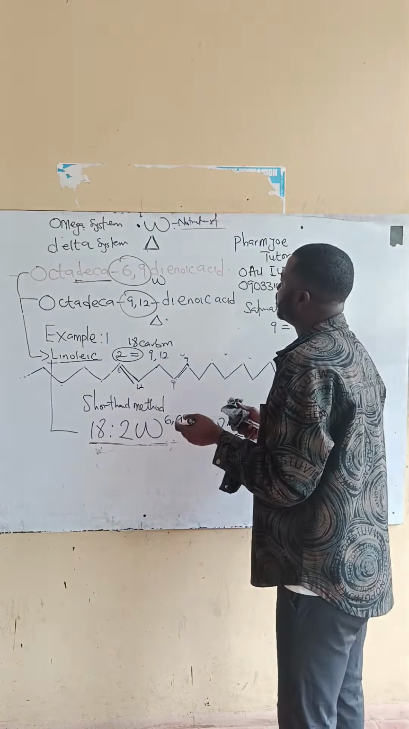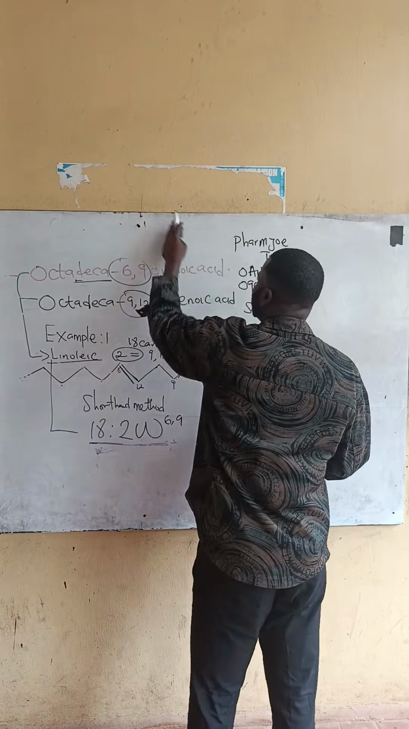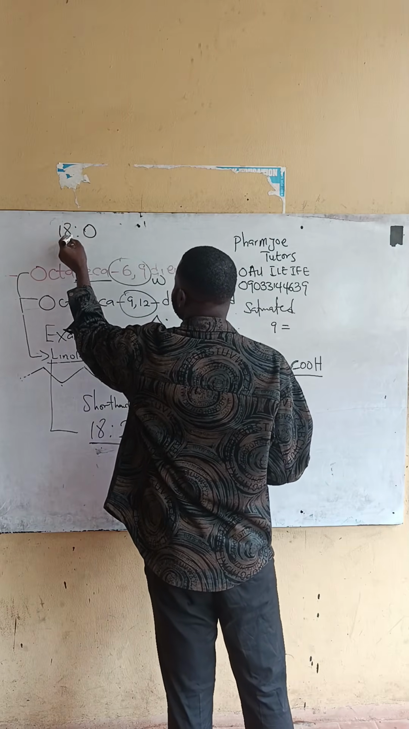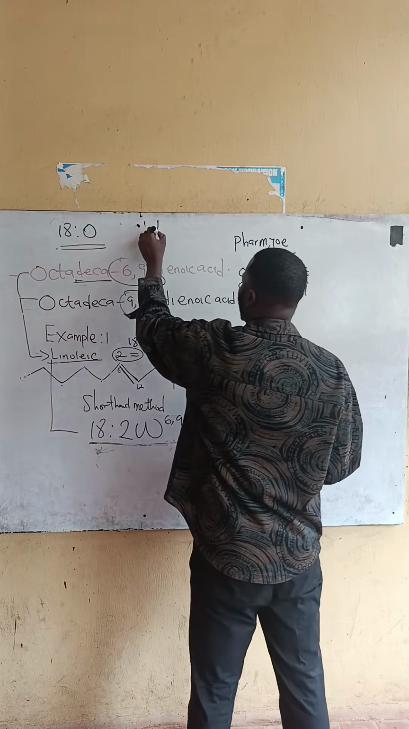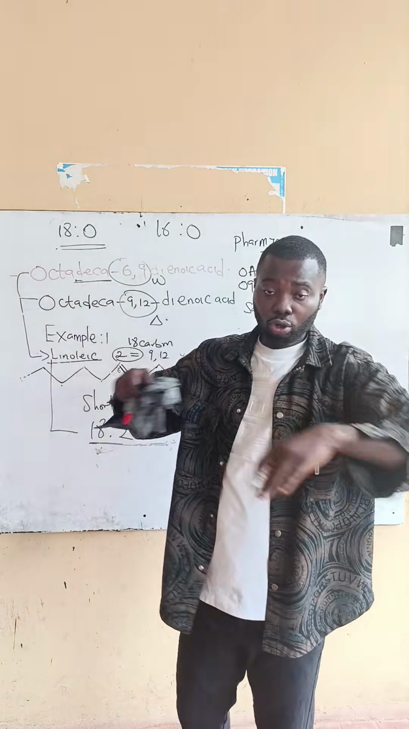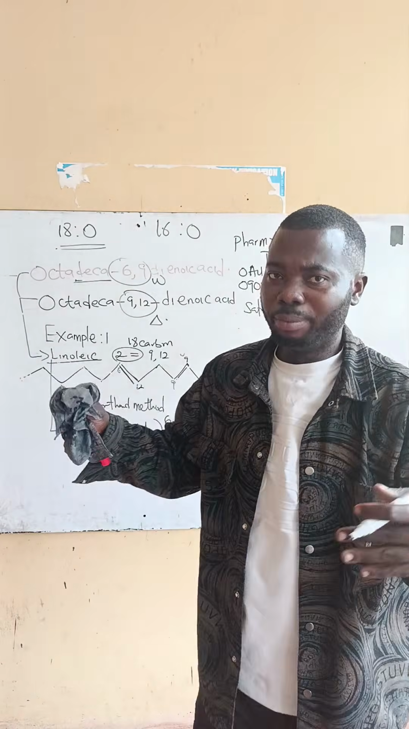So there are situations where there is no double bond. For example, if you don't have a double bond and you just have something like 18:0. You only write 18:0 as a shorthand method, 18:0 or 16:0. 18:0 means no double bond. So we don't need delta or omega.